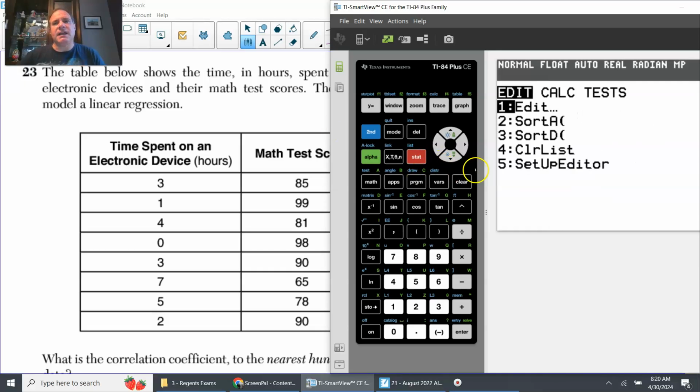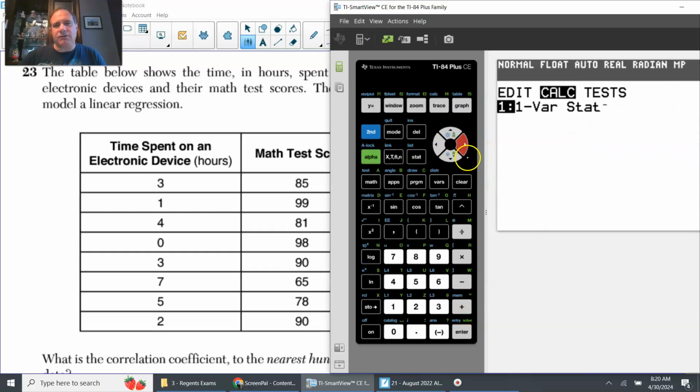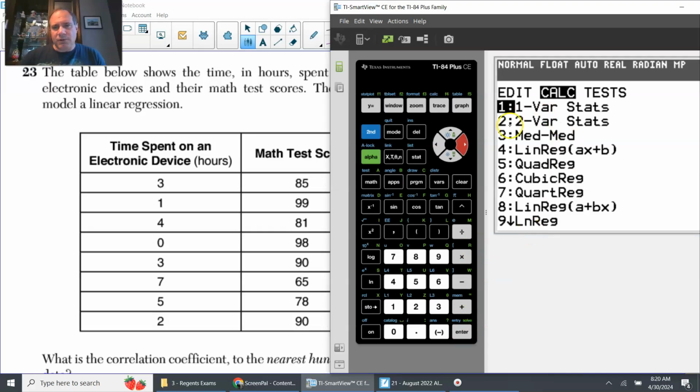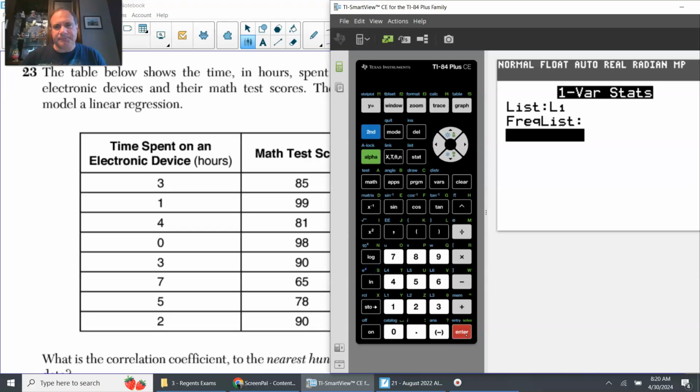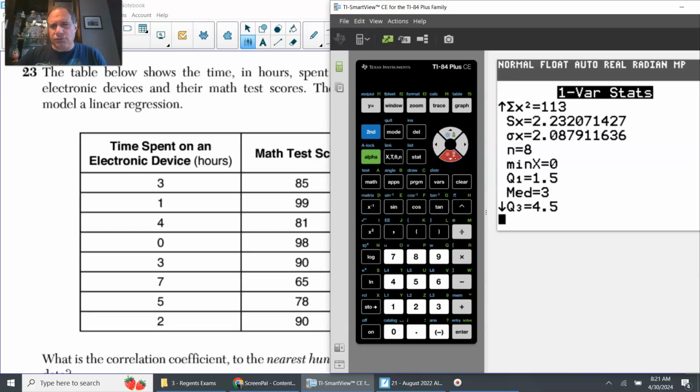So let me just go back to stat, and now I have my list there. There's my list. So I press stat, and then I go to calc. And you see there's one var stats. You can leave it right on there and press enter. The reason why I went to this is because this gives you the mean, this gives you the min, the Q1, and actually if you go down, it says Q2, median. This is great for a box plot, but it's not going to give you correlation coefficient.